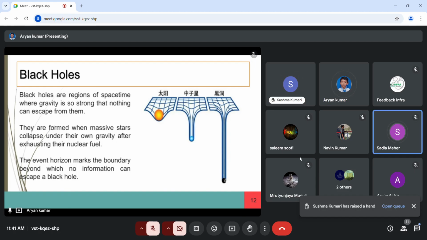Okay, thank you. Okay, Aaron, what's your question? In this slide, in the given picture, what language have you written in, Japanese or Korean or Chinese? Okay, I have taken a picture from the internet. So the first one is of the star, the second one is a neutron star, and the third one is of the black hole.